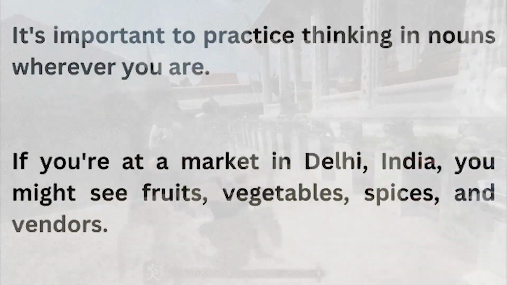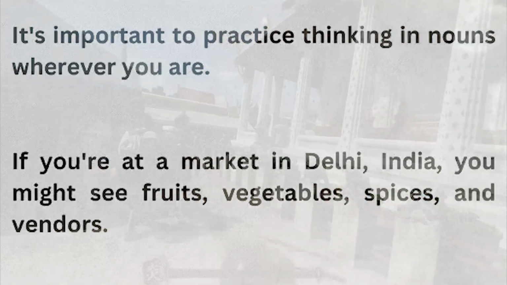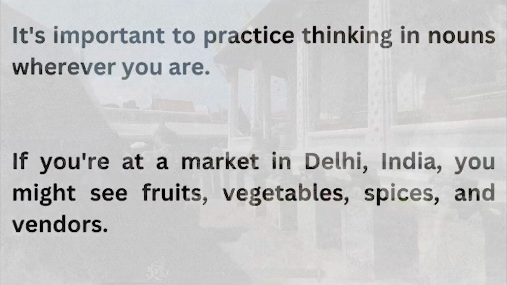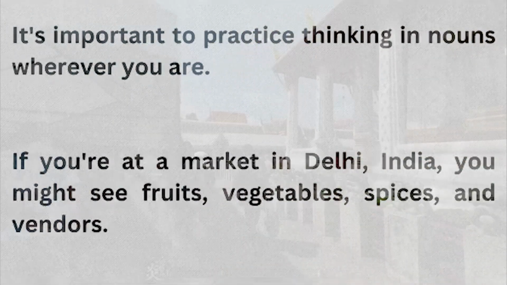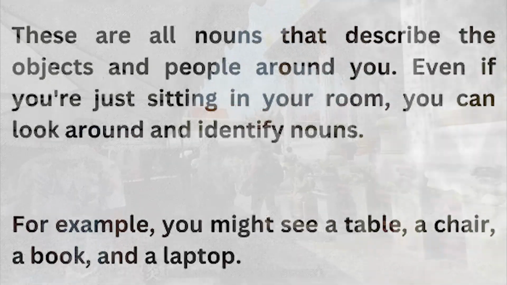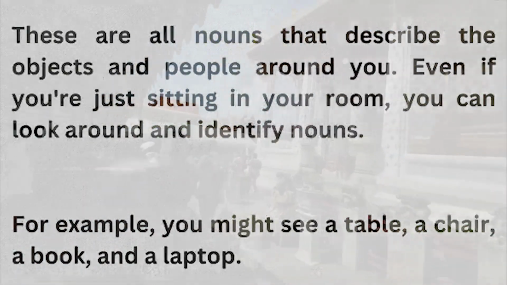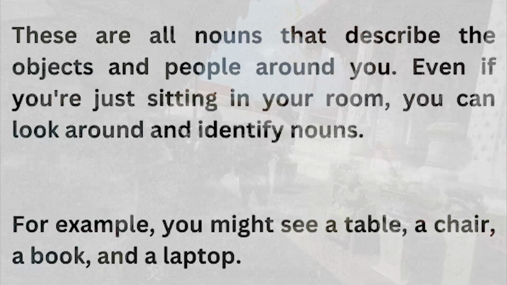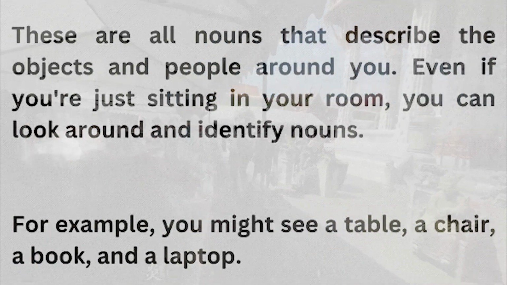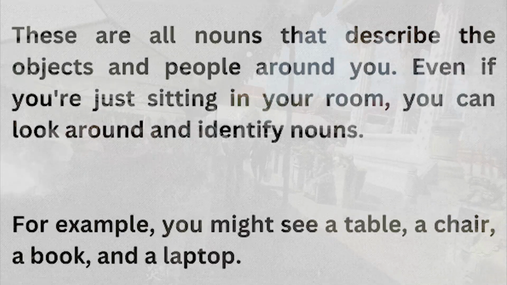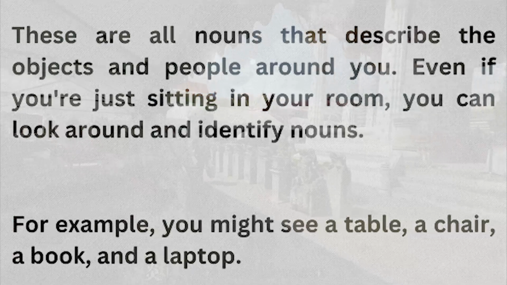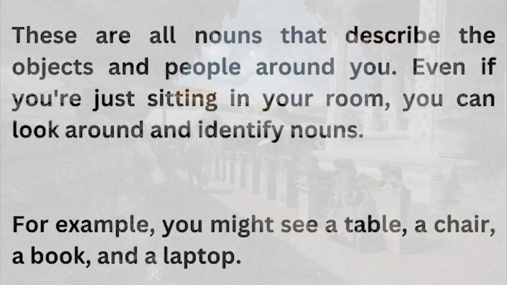It's important to practice thinking in nouns wherever you are. If you're at a market in Delhi, India, you might see fruits, vegetables, spices, and vendors. These are all nouns that describe the objects and people around you. Even if you're just sitting in your room, you can look around and identify nouns. For example, you might see a table, a chair, a book, and a laptop.